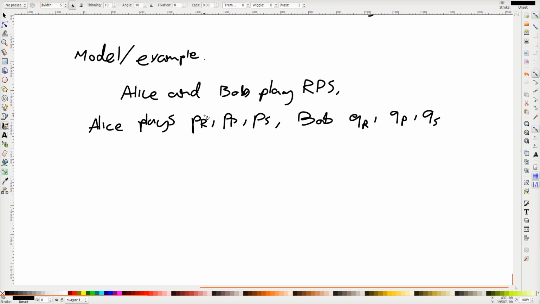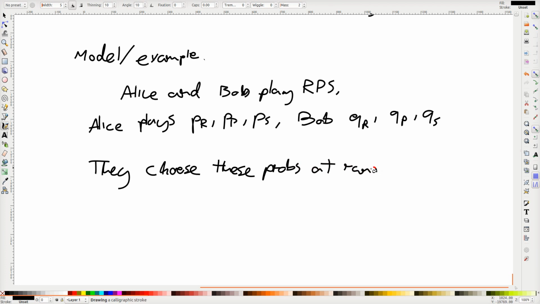And let's say they choose these probabilities at random. So Alice goes onto random.org, generates a random number between 1 and 10, and that's going to be her PR times 10. So she's going to get either 0%, 10%, 20%, 30%, all the way up to 100%. And then she's going to take whatever's left and generate a random number, and that's going to be her PP. And then she's going to take the rest, and that's going to be her PS. And then Bob's going to do the same thing for his. So they're going to choose random probabilities, a random strategy.